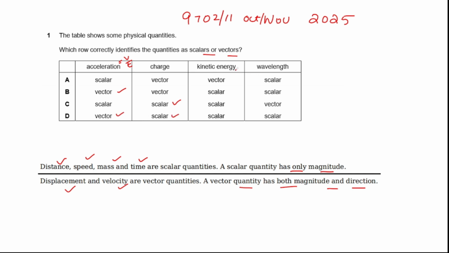All types of energy, whether it is kinetic energy, potential energy, or elastic energy, are scalar quantities. And wavelength, since it is the distance between two crests or two nearby like points on a wave, is always a scalar quantity. So the correct option is option D.